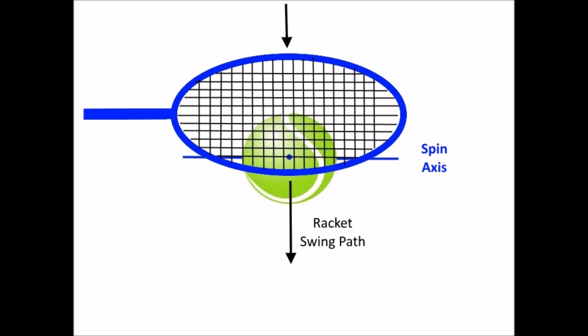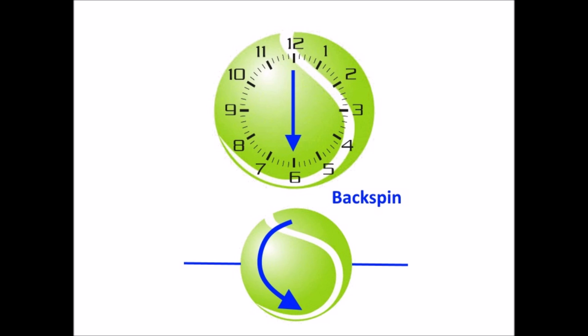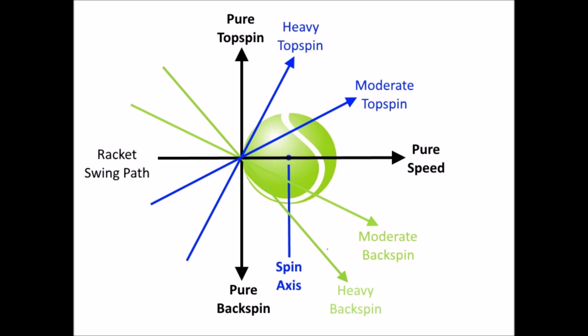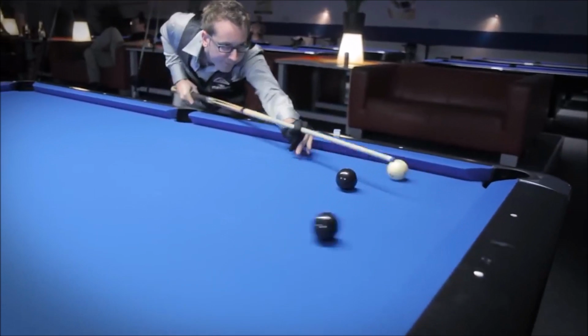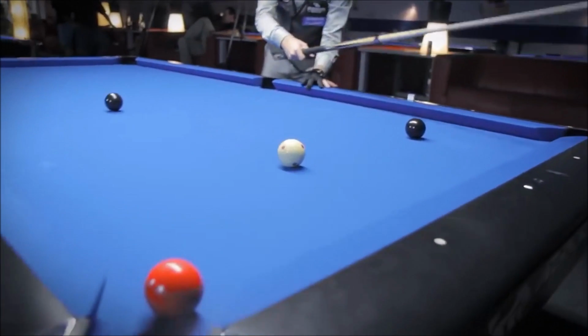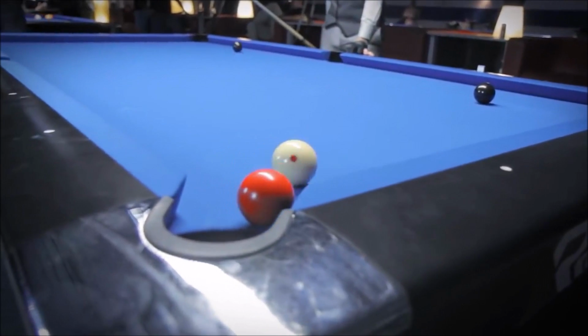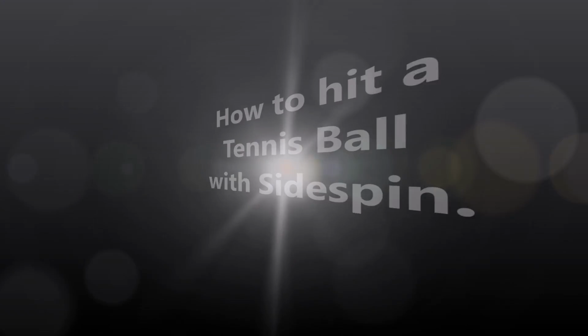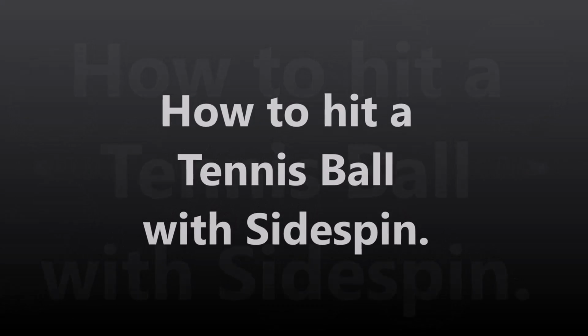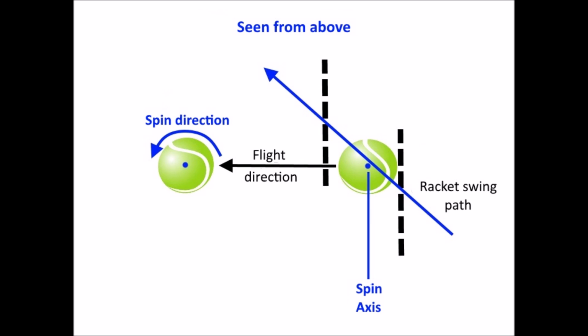Or you can hit it with backspin. In this case, your racket must hit the ball eccentrically from 12 o'clock to 6 o'clock. The steeper the swing path of your racket, the more topspin, respectively backspin, the ball will contain. But you can also hit a tennis ball with sidespin. If you want to hit a tennis ball with sidespin, your racket must hit the ball eccentrically from right to left or from left to right.